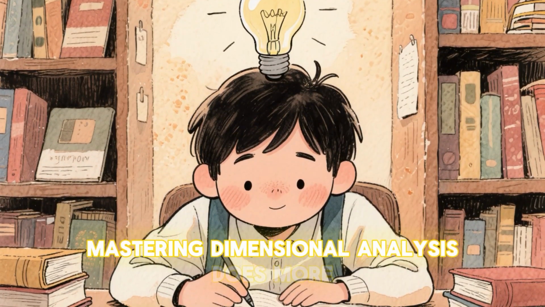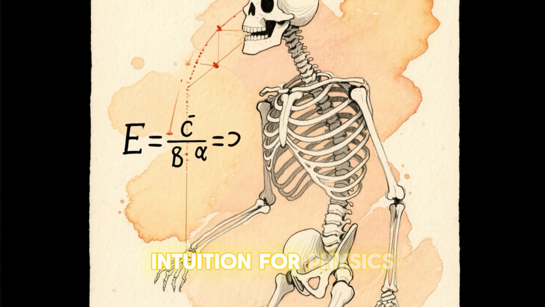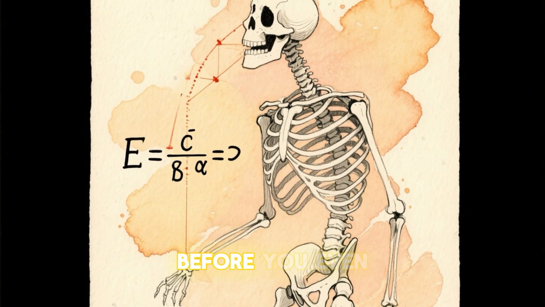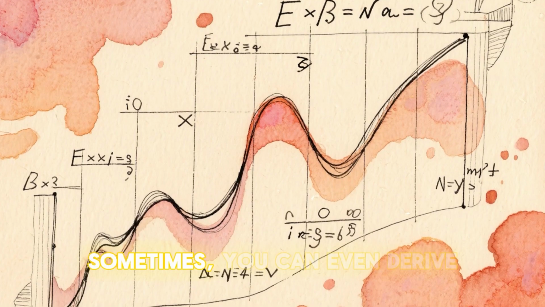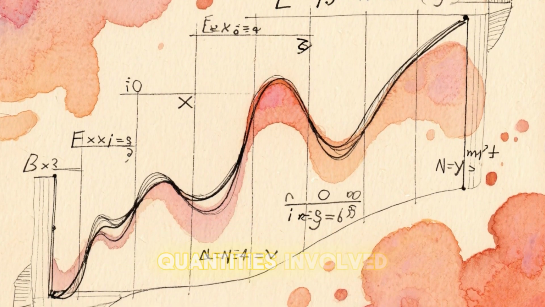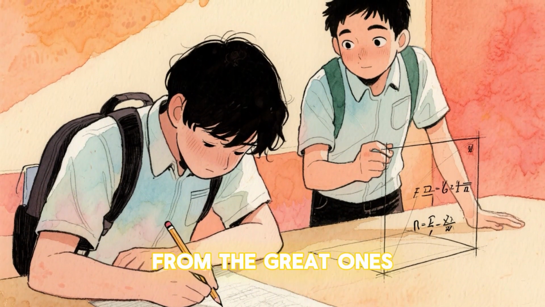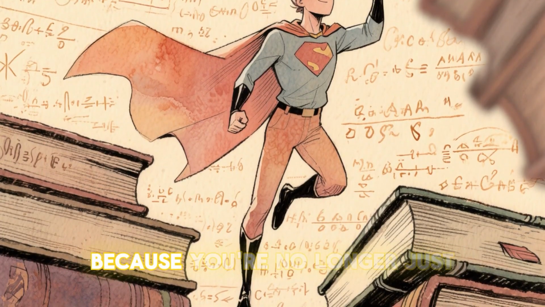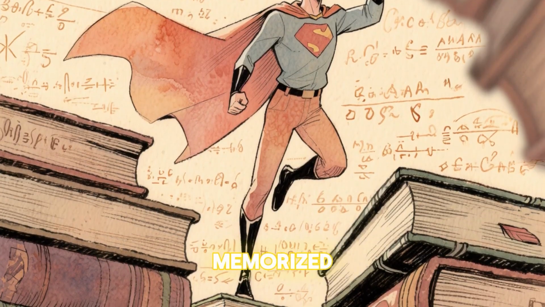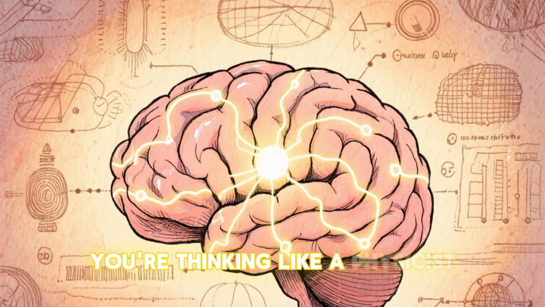Mastering dimensional analysis does more than just help you catch errors. It gives you a deeper intuition for physics. It lets you see the skeleton of an equation and understand its structure before you even think about the numbers. Sometimes, you can even derive the form of an equation just by thinking about the dimensions of the quantities involved. It's a skill that separates the good students from the great ones. It boosts your confidence because you're no longer just blindly plugging numbers into formulas you memorized. You're actually understanding the relationship between physical quantities. You're thinking like a physicist.